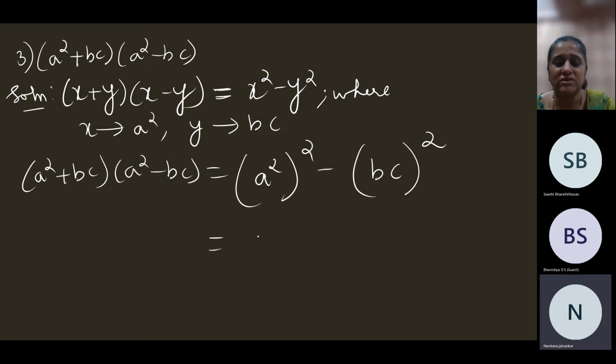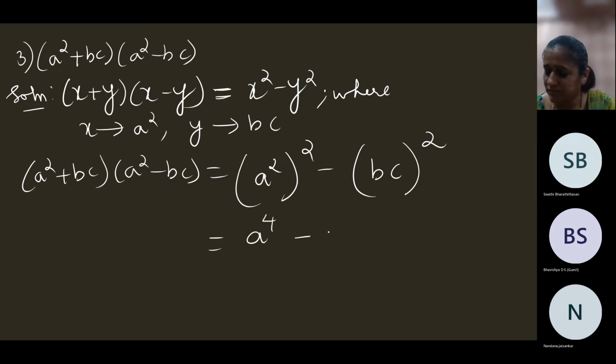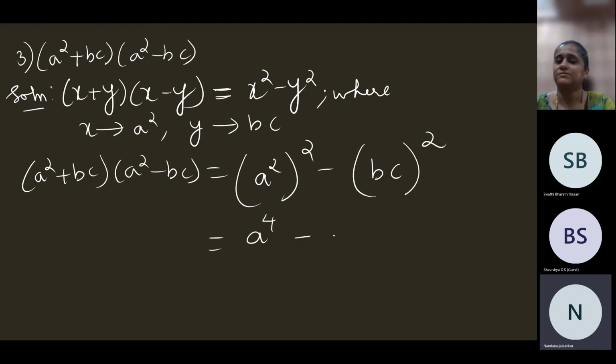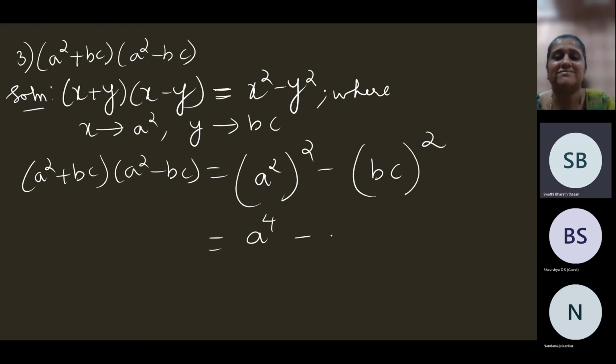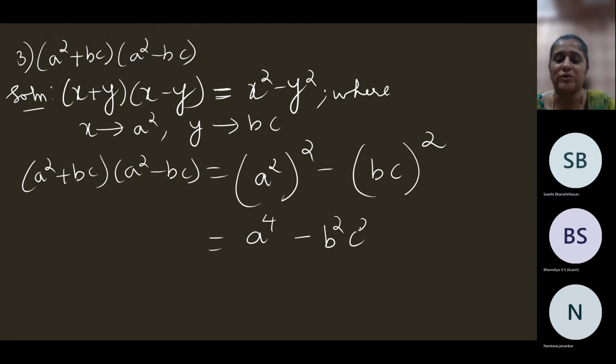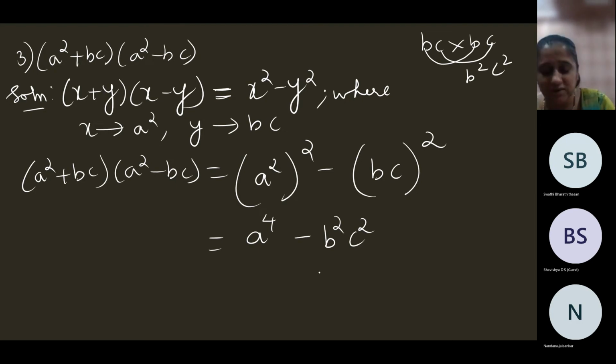So what's the answer, children? A power 4 minus B square, C square. Very good. Because BC into BC is B into B, B square, C into C, C square. So A to the power 4 minus B square, C square. Very good, Nandana and Swati.